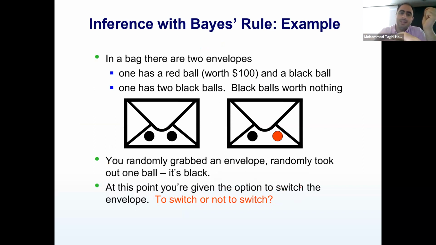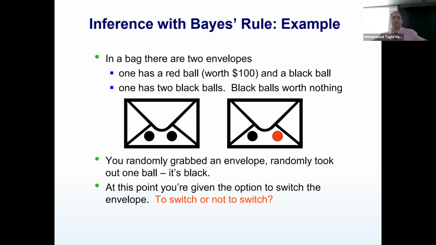So there is a bag. There are two envelopes there. One has a red ball, which is worth $100, and a black ball, which is worth $0. The other one has two black balls. Black balls are worth nothing.